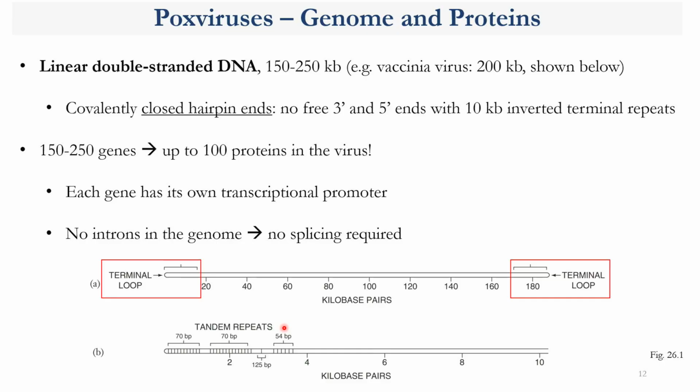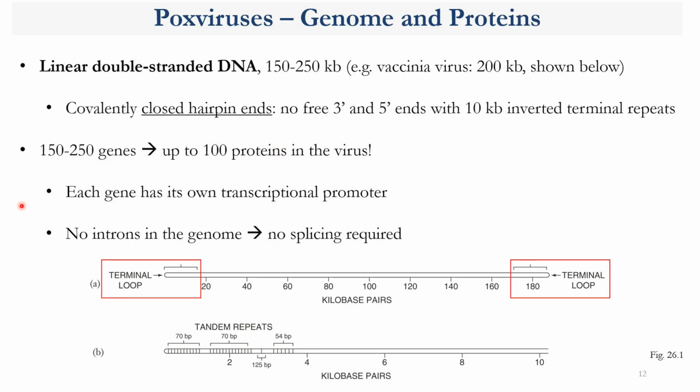Okay, so it's the specific sequence of nucleotides repeated multiple times. So in this case, some of these nucleotides are repeated. So it's tandem repeats on this end as well as on this end. Now, all this genome basically has about 150 to 250 genes. So you can imagine that this is highly, highly complex, okay? And they encode up to 100 different proteins in the virus itself.